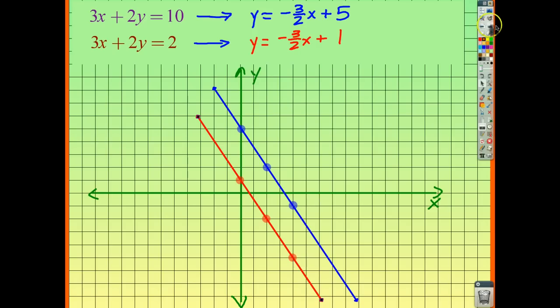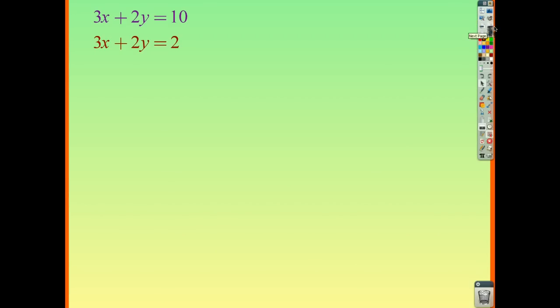Well, let's take a look at another way. We're looking at the same equations here, and let's use elimination for this one. And so we're going to add these two equations together. Again, I like to add everything. It makes my life easier, I think.